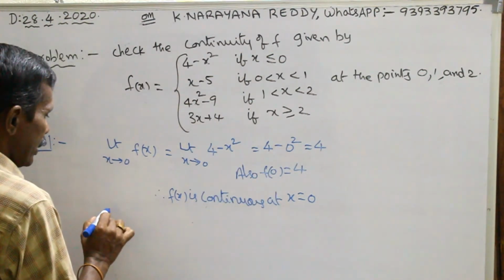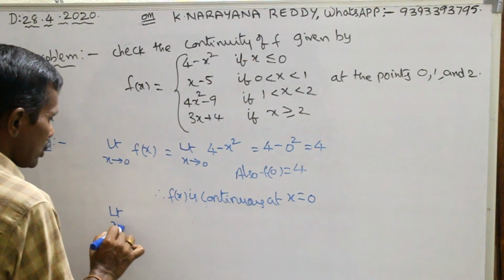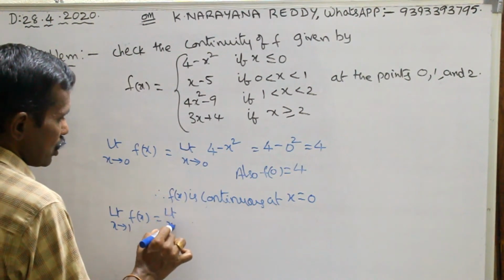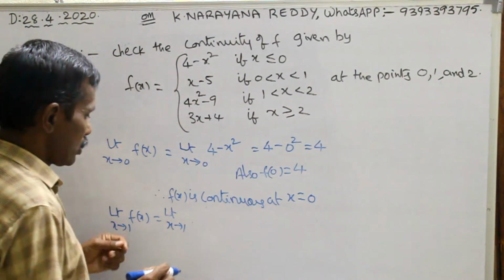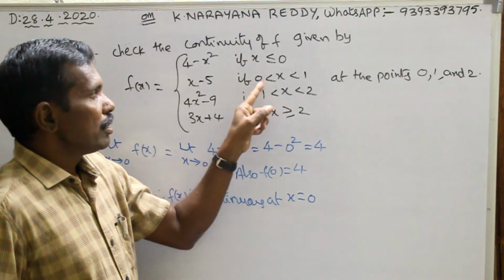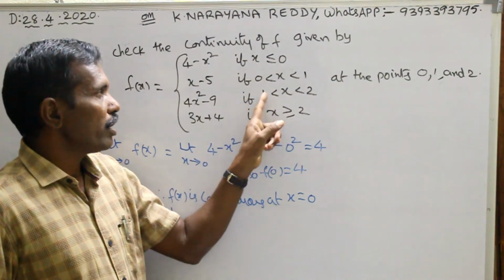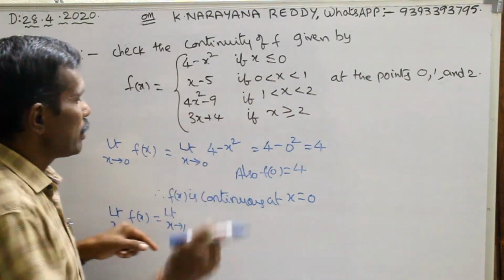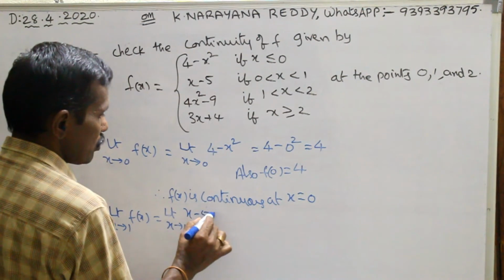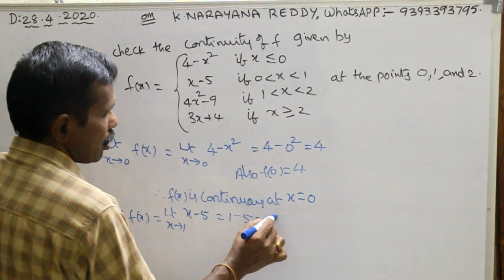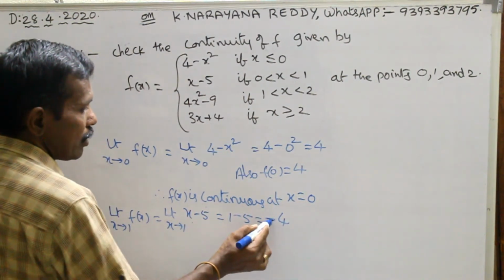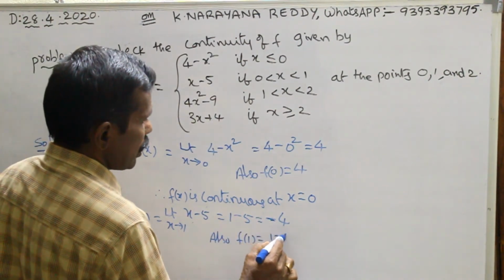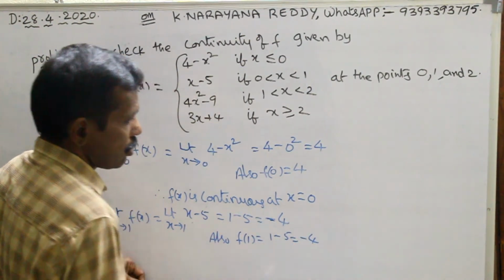Okay? Take 1. Limit x tends to 1 of f of x. F of x means what? 1 means x between 0 and 1, x between 1 and 2. We want only 1 here. That is why we want to take this one. That means x minus 5 equals 1 minus 5 equals minus 4. Also, f of 1 equals 1 minus 5 equals minus 4.